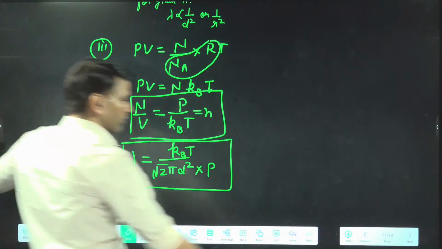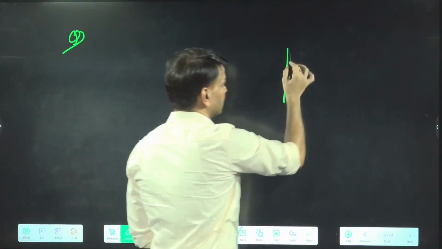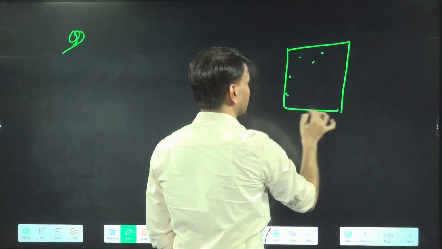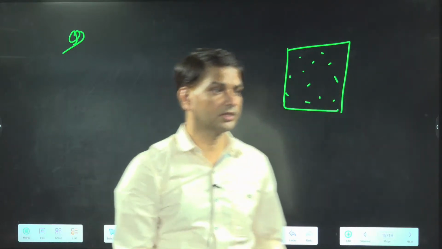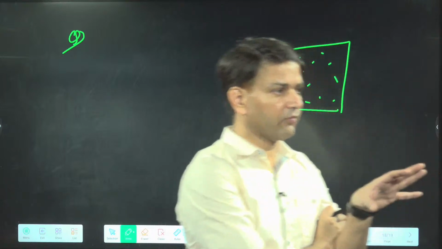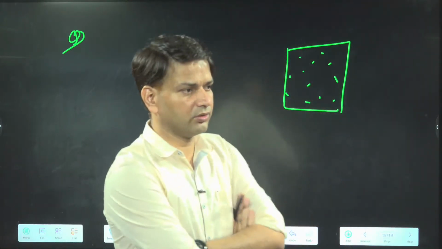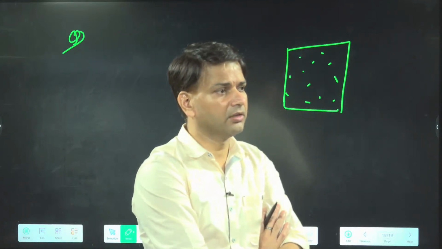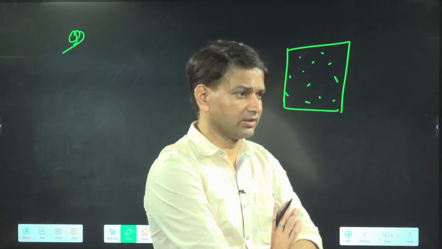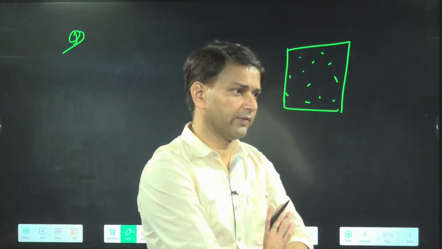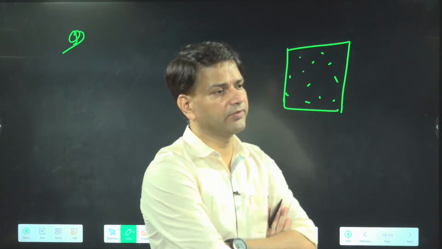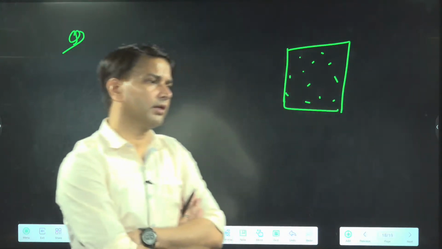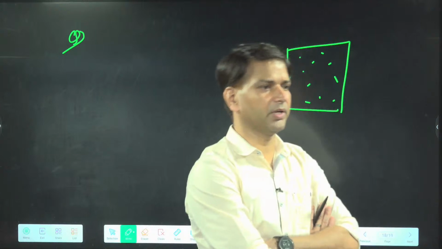Okay then. So now we will do some questions. Suppose I am saying we have one container and the gas is enclosed in the container. Okay, listen to the question carefully. If I have one container, in the container some gas is enclosed, and the mean free path is lambda. If I make the temperature of the gas double, what will be the mean free path?